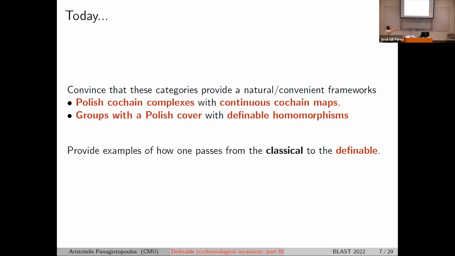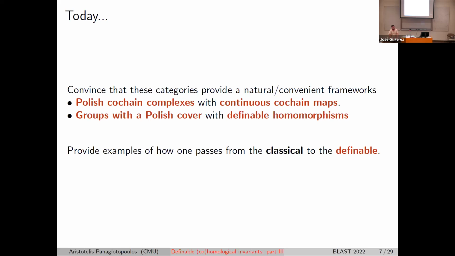We'll talk a little bit about what a cochain map is in a bit, but there is this category of Polish cochain complexes, let's say, with continuous cochain maps, where we want to basically see that this category behaves well. So various constructions that are very important for algebraic topology and homological algebra can be performed in this context. And it interacts well with the category that we've been discussing so far, which is groups that were covered with definable homomorphisms.